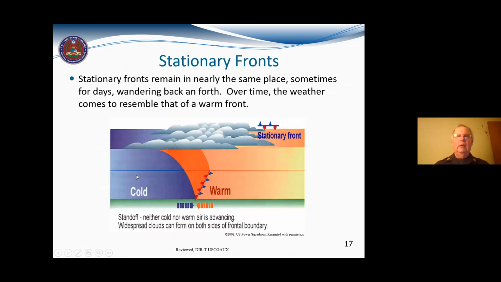Alrighty. A stationary front remains nearly in the same place just because the air is not pushing so hard. So you've got clouds, not so much precipitation, just again because there's warm air and it is being pushed up, but not as forcefully as it would be if this cold air mass was advancing strongly. So there's a lot of clouds, maybe some precipitation, but otherwise not much or nothing is going on.